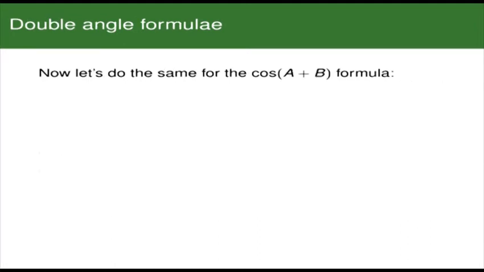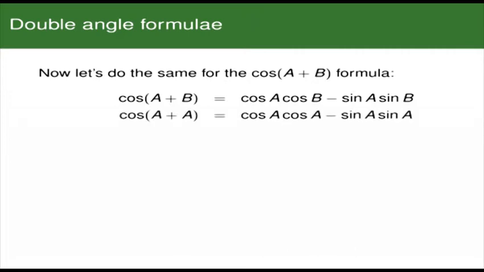Now let's do the same for the cosine (A+B) formula. cos(A+B) is cos A cos B minus sin A sin B. Putting in B equals A, we end up with cos(A+A) is cos A cos A minus sin A sin A. So that gives us cos 2A equals cos squared A minus sin squared A. So that's another one of the double angle formulae.